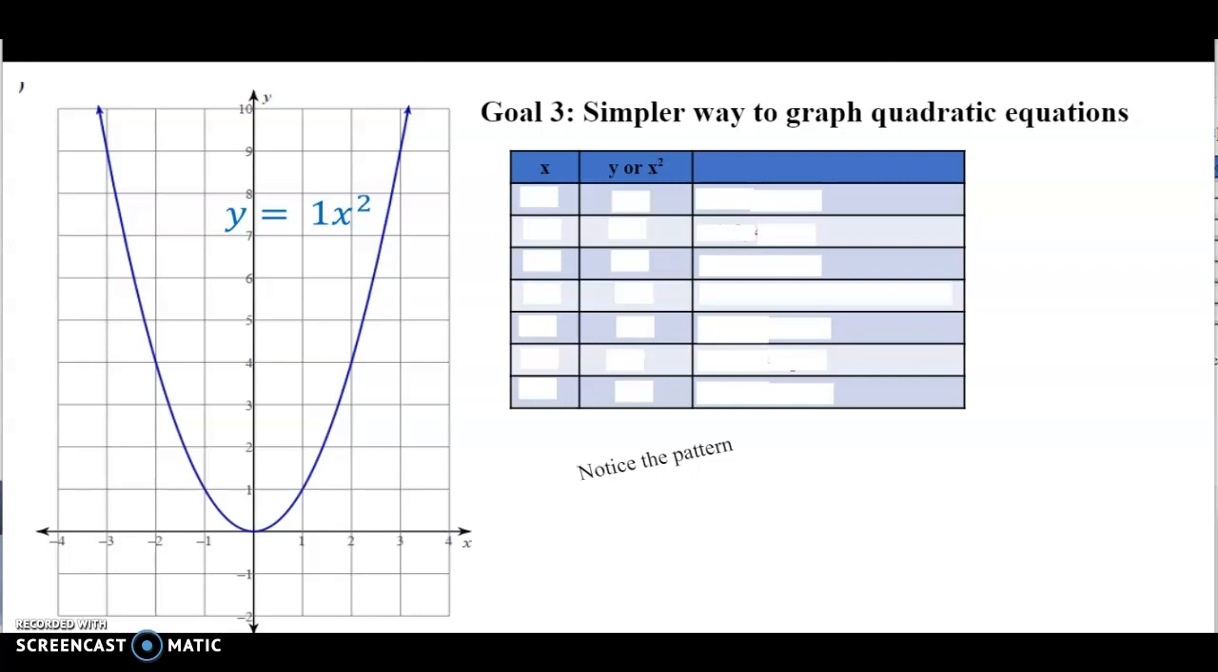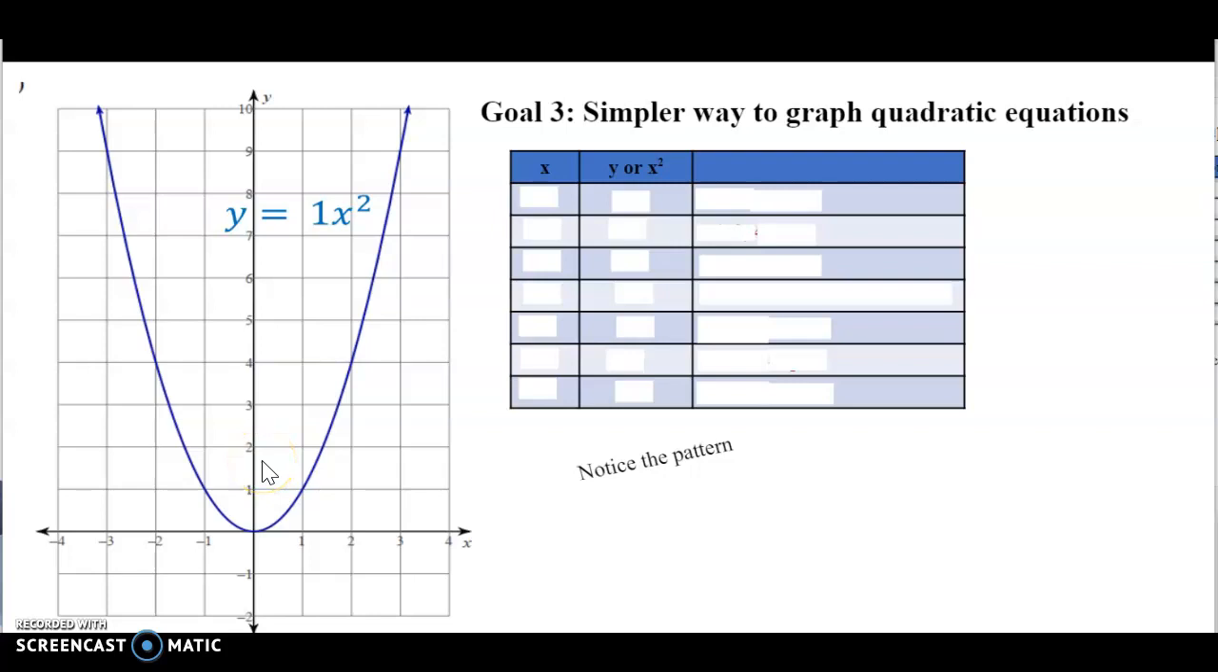Welcome back. This is the third video recording of the lesson from IM2 week 2 lesson. We've just learned how to sketch quadratic functions, and now I am going to show you yet a simpler way to graph quadratic equations. So we are going to start off with y is 1x squared.